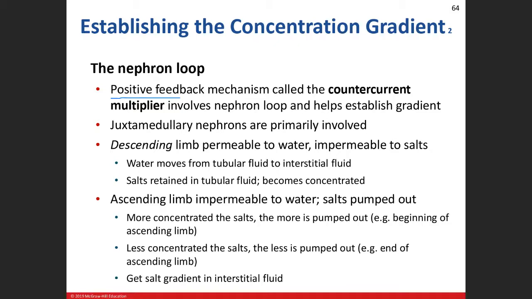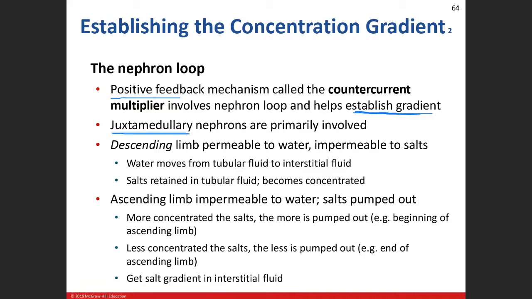I'm not using that for this example here, but I'm just giving you, breastfeeding is another example. Milk production: the baby is suckling, more milk is produced. Well, this is what we're going to see here with what we call the countercurrent multiplier, and this is going to help us get our concentration gradient in effect.